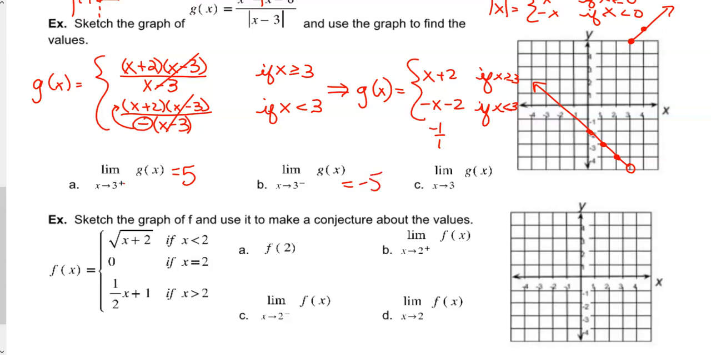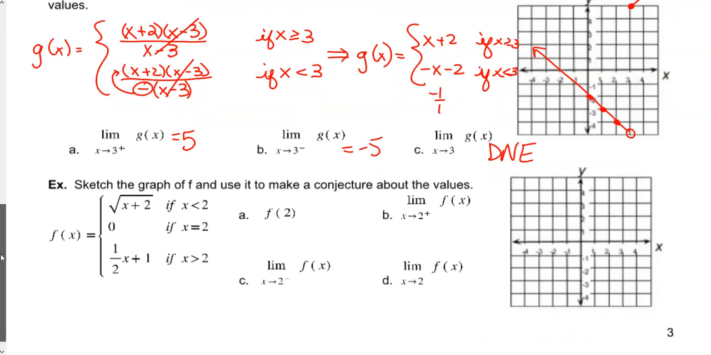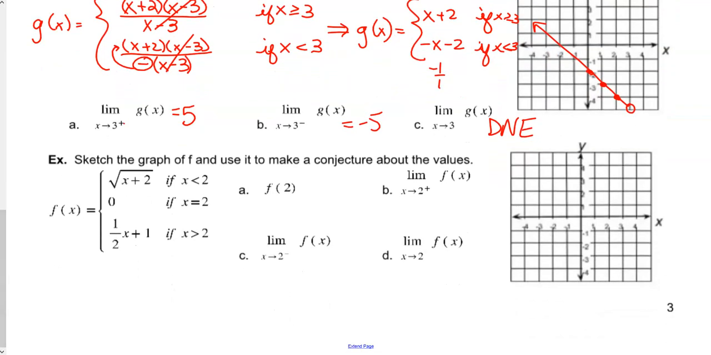And now in order to look at the two-sided limit in part C, I would have to assess, does the limit from the right equal the limit from the left? In this case, it does not. Therefore, this limit does not exist. Okay, there's a jump in the graph there. That would constitute the limit not existing. Okay? All right, very good.